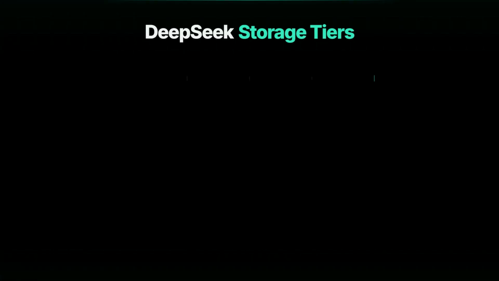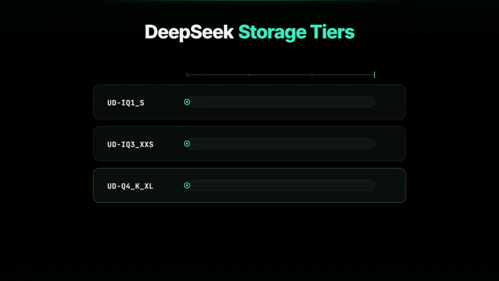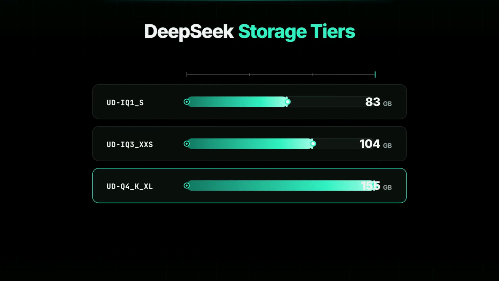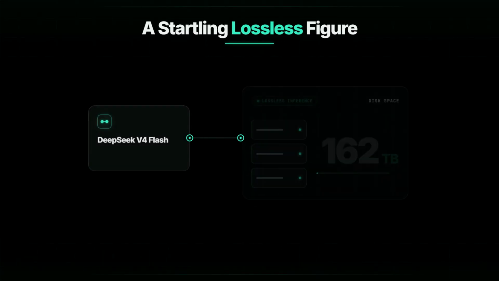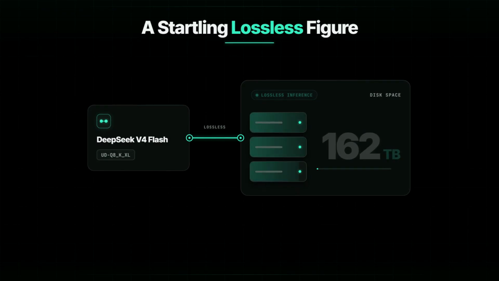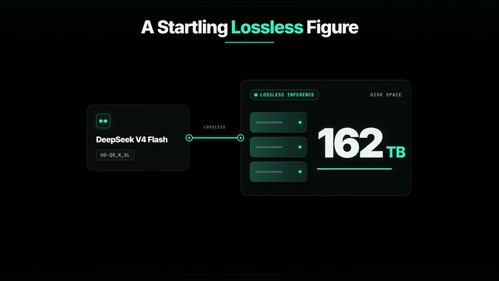For DeepSeek V4 Flash, the release lists UD-IQ1_S at 83 GB, UD-IQ3_XXS at 104, and UD-Q4_K_XL at 155 GB. The same release lists DeepSeek's lossless UD-Q8_K_XL at 162 TB of disk space. That is Unsloth's published figure, and it radically changes the meaning of local.